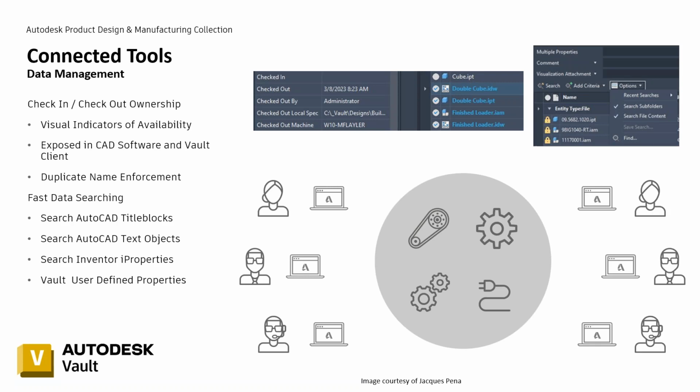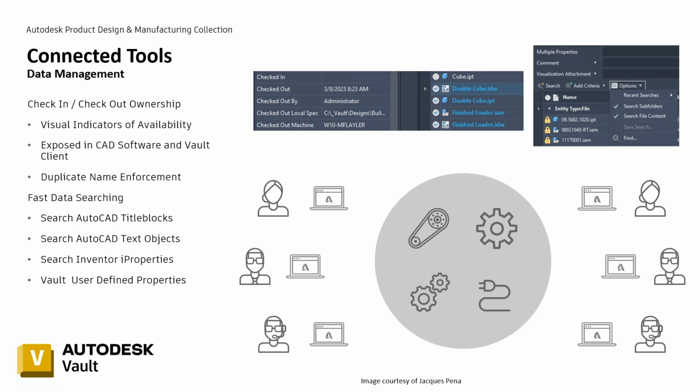Or maybe someone else in the building has another file in their ownership that they're working on. So I can visually see that inside the software. You're not stepping on each other's toes. You're not overwriting each other on some network location. This is all exposed inside your software. It also allows for duplicate name enforcement.